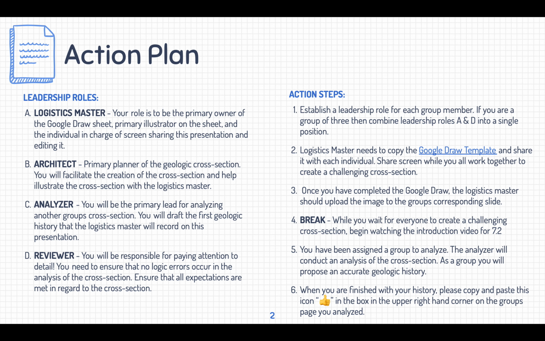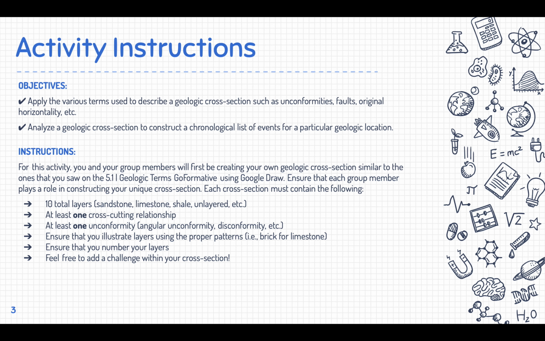Now, individual expectations for each piece. First, the cross-section that you're going to be creating. I have some minimum expectations. I don't want any more than 10 total layers, just because I don't want it to be too complicated. The layers can consist of anything. You can use sandstone, limestone, shale, or unlayered rock, meaning non-sedimentary rock, something that was formed, not deposited. You can use any combination of them, as many of each as you'd like.